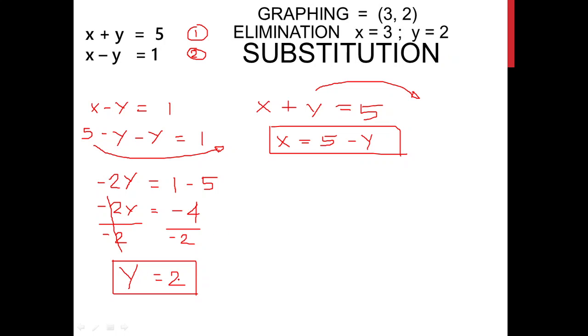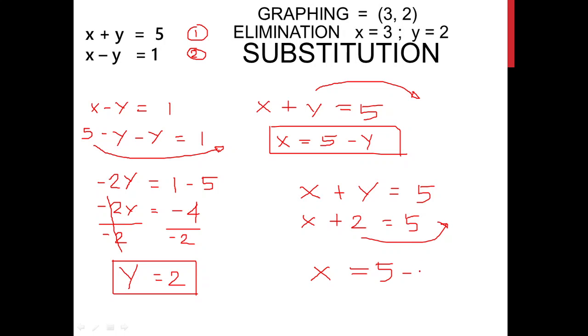So let's substitute the value of y into any of the equations. I'll substitute it into my first equation, x plus y equals 5. So I have x plus my y, which is 2, equals 5. Solving for the value of x, I need to transpose this to the other side, so x equals 5. My positive 2 transposed to the other side, the sign changes, becomes negative 2. So I have x is equal to 3.